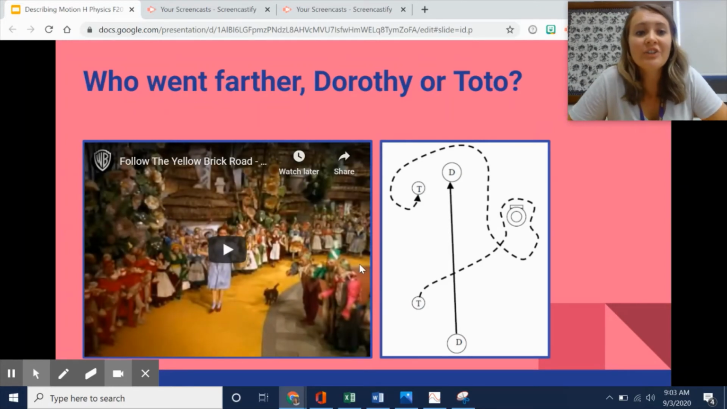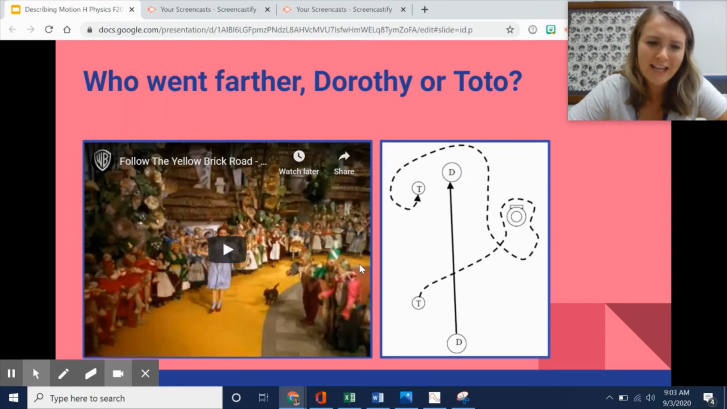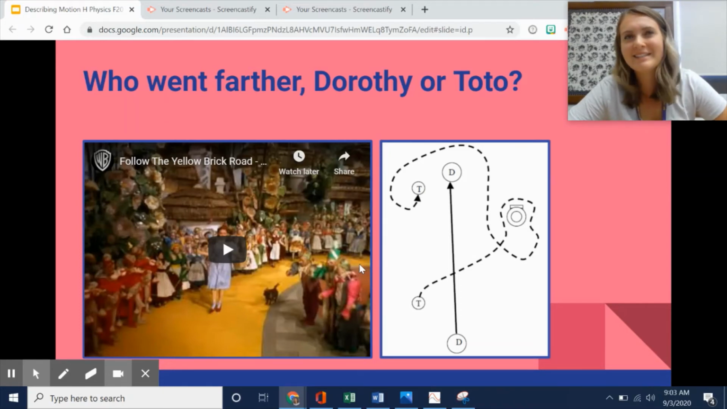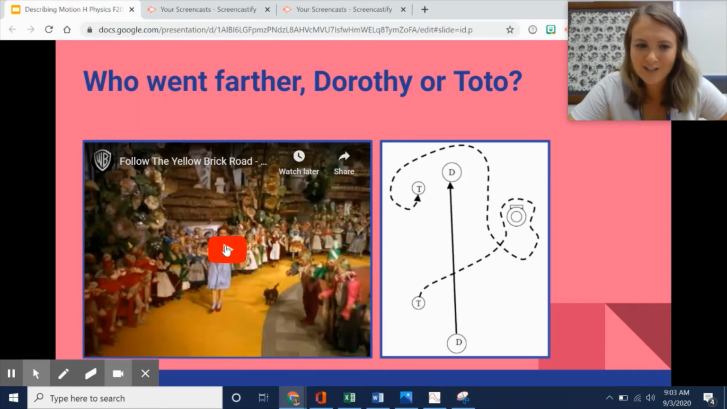All right, so the next thing to think about is when we start talking about things that are moving, we can ask the question, well, who went farther? And I'm going to show you a little video of The Wizard of Oz. I always have to show the video because if I try to describe The Wizard of Oz, I actually sound crazy. So in The Wizard of Oz, there's this girl who's from Kansas, and she ends up in this world, and there are these little munchkins, and they have to follow the yellow brick road in order to find the wizard. And like I said, it makes me sound crazy. So I'm just going to have you watch.